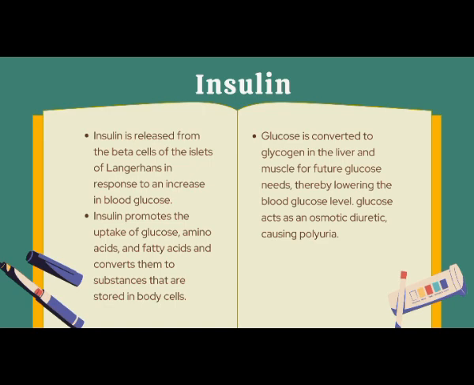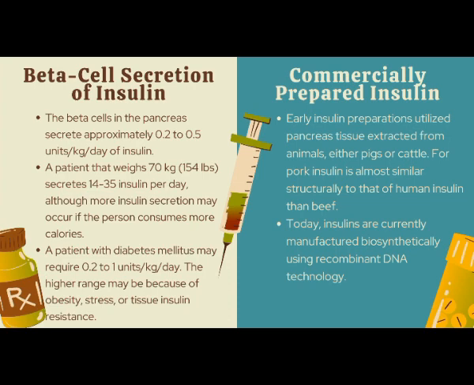Insulin is released from the beta cells of the islets of Langerhans in response to an increase in blood glucose. Beta cell secretion of insulin: the beta cells in the pancreas secrete approximately 0.2 to 0.5 units per kilogram per day of insulin. A patient that weighs 70 kilograms secretes 14 to 35 units of insulin per day, although more insulin secretion may occur if the person consumes more calories.